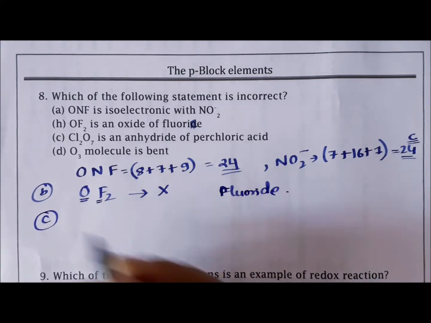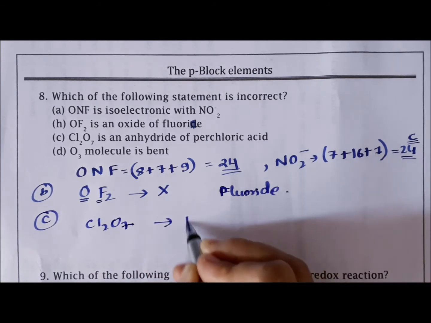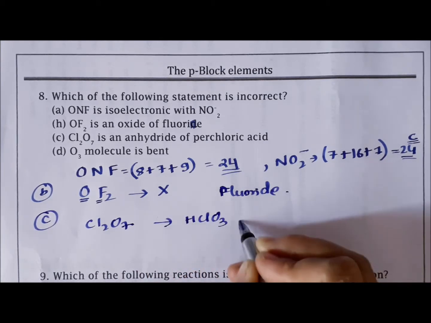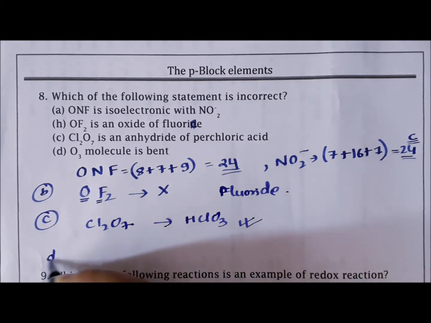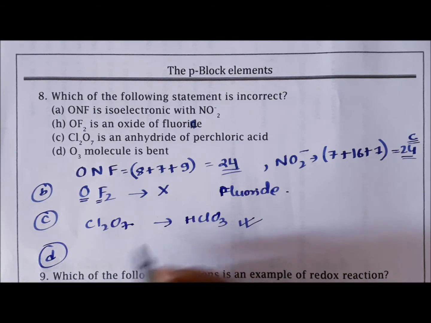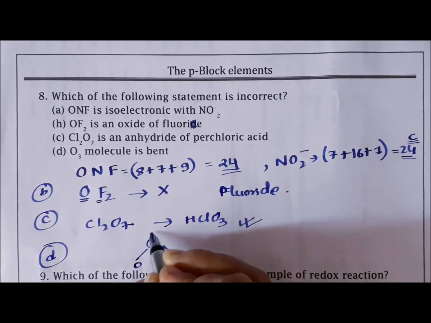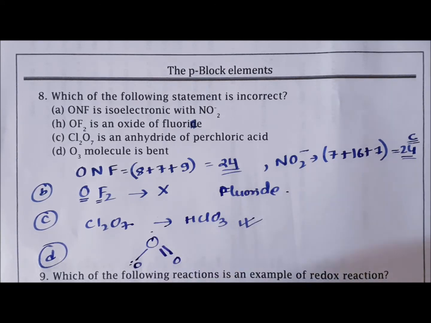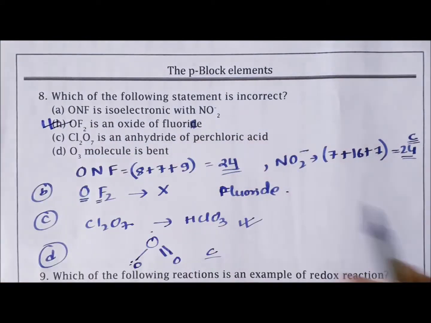Okay, so we'll move to C. Cl2O7 is an anhydride of perchloric acid, and this is a true statement. Now D. O3 is a bent ozone molecule, right? You know the structure very well, the resonating structure. So this has the bent structure. So D is also a correct statement. So the only incorrect statement is option B, OF2 is an oxide of fluorine.